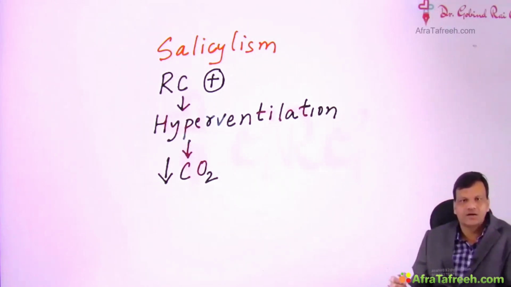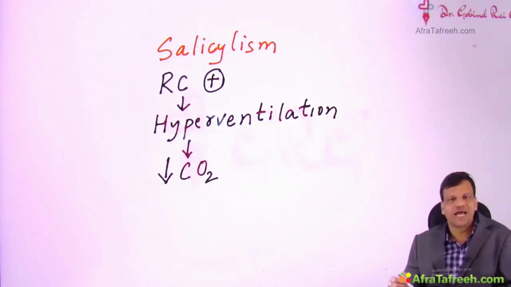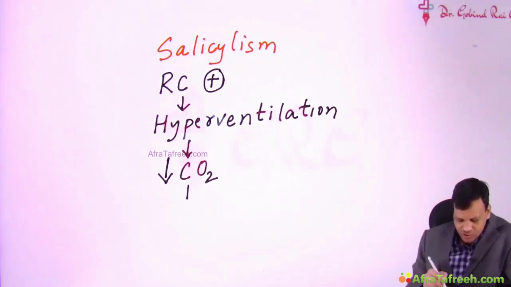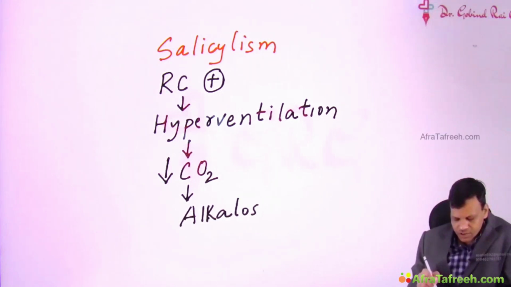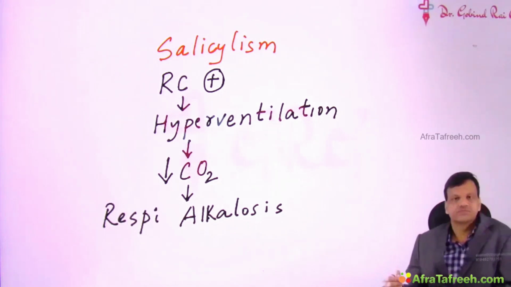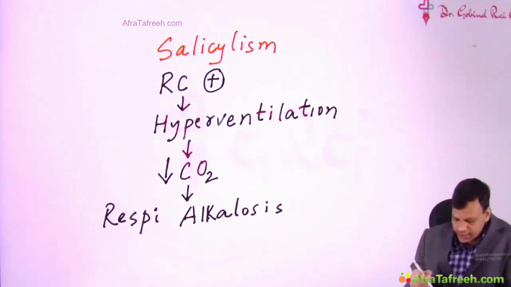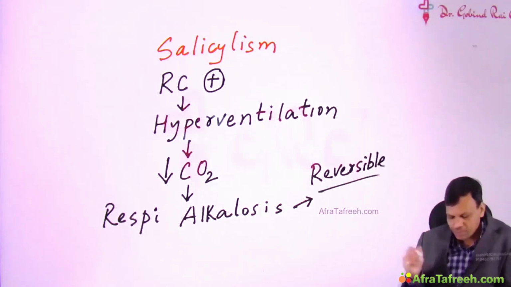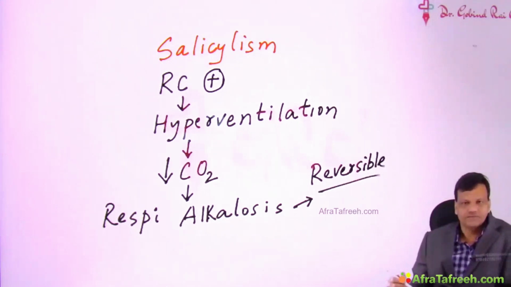Remember, carbon dioxide combines with water to form carbonic acid, meaning it helps in generating an acidic medium. So when carbon dioxide is less, it results in alkalosis. Because it is due to a respiratory problem, it is called respiratory alkalosis. Till respiratory alkalosis, aspirin poisoning is reversible. That means if we stop giving aspirin, it will reverse back. Salicylism is reversible aspirin poisoning.